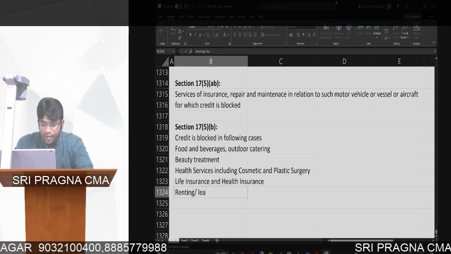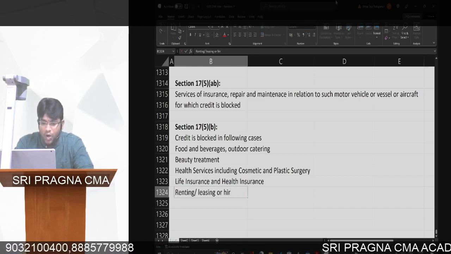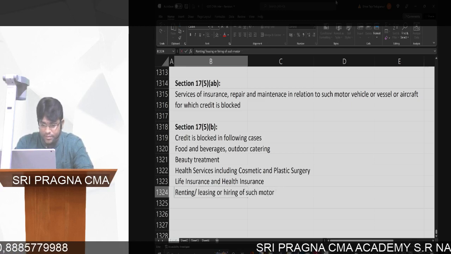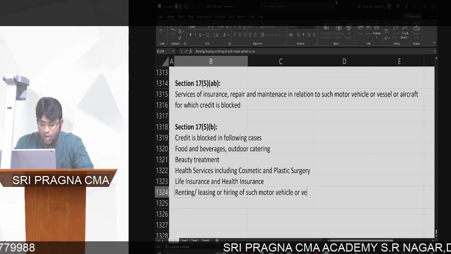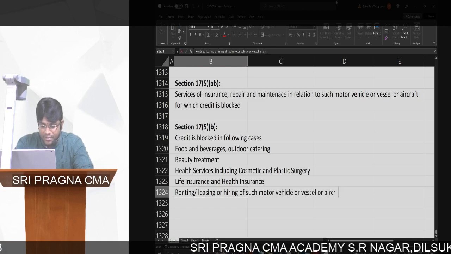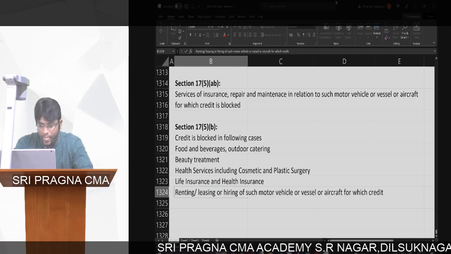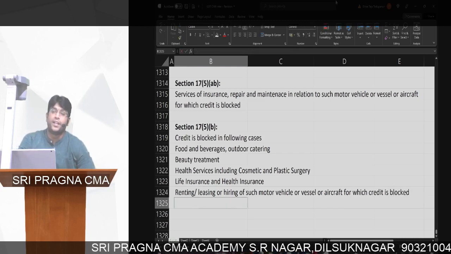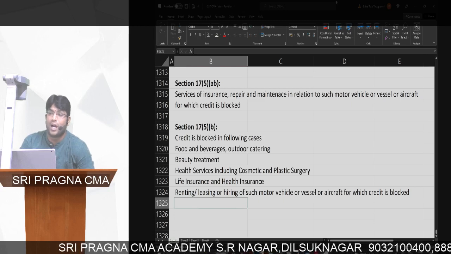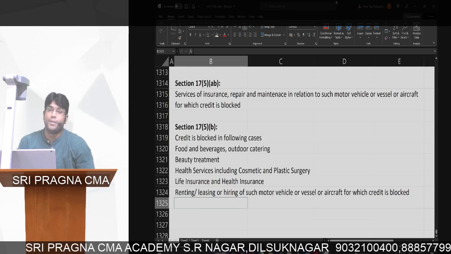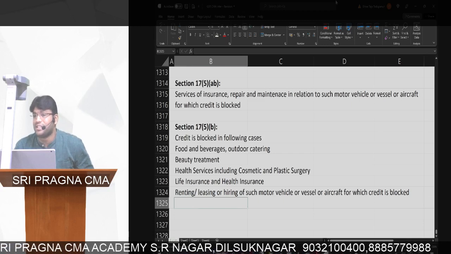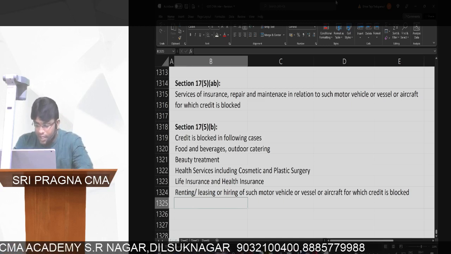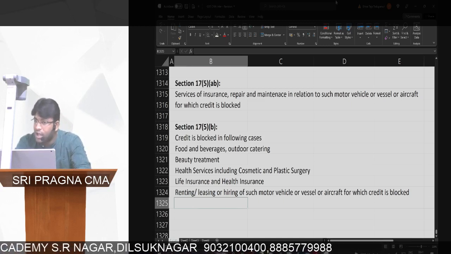So this line is: renting or leasing or hiring of such motor vehicle or vessel or aircraft for which credit is blocked. When you can't take credit on a vehicle, you cannot take credit on renting also. So if Shivateja purchases one BMW car, I can't take credit. In the same way, if I take one BMW car on rent, on that rent whatever GST they charge, that also I can't take credit. So getting clarity? Exactly. Renting, leasing, hiring of such motor vehicle on which credit is not allowed.